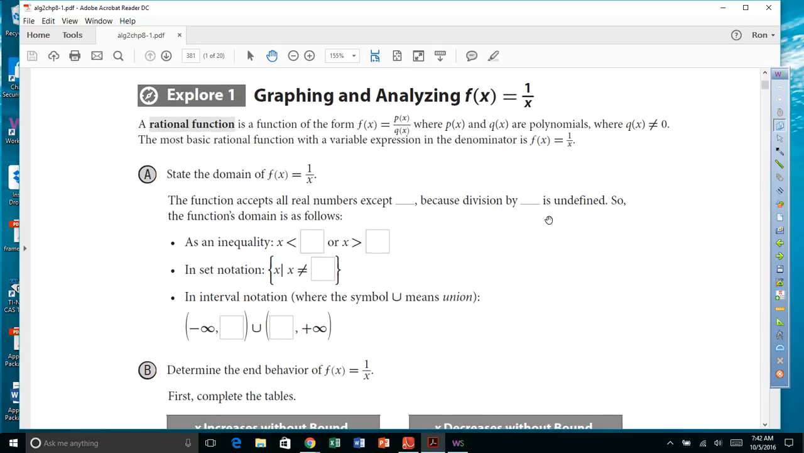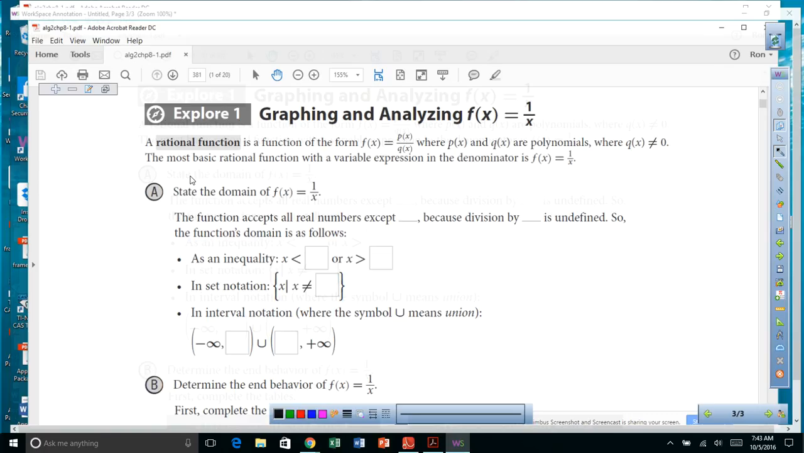Graphing and analyzing f of x equals 1 over x. A rational function is a function of the form f of x equals p of x divided by q of x, where p of x and q of x are polynomials, where q of x is not equal to 0. The most basic rational function with a variable expression in the denominator is 1 over x.